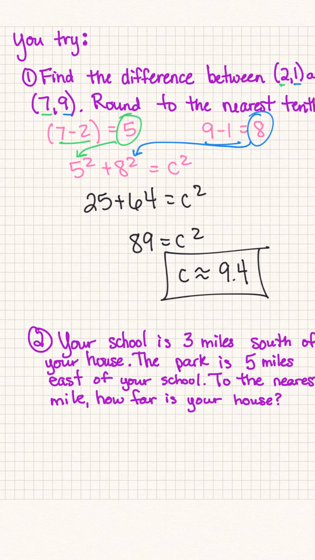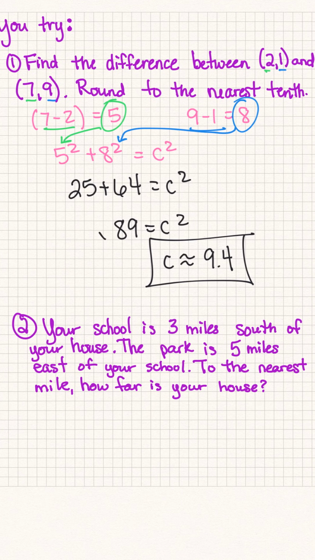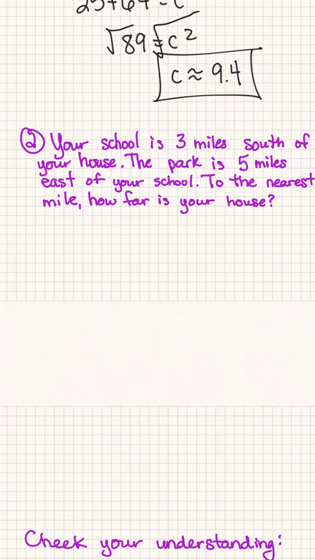5 squared plus 8 squared equals C squared. 25 plus 64 equals C squared. 89 equals C squared. You want the square root of both sides, and that's going to equal approximately 9.4.